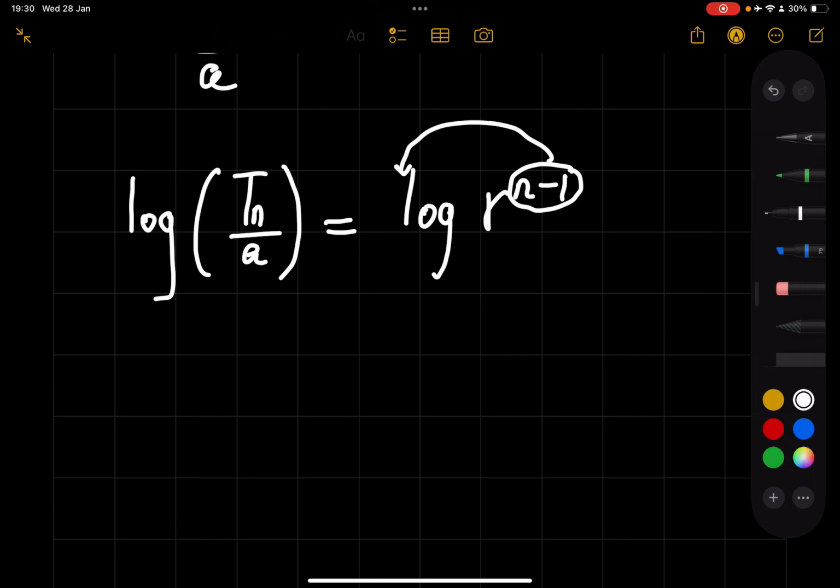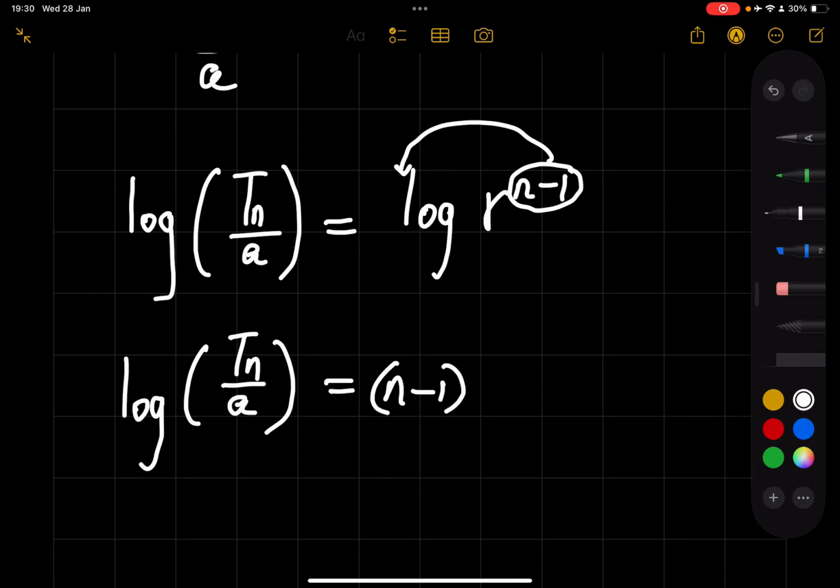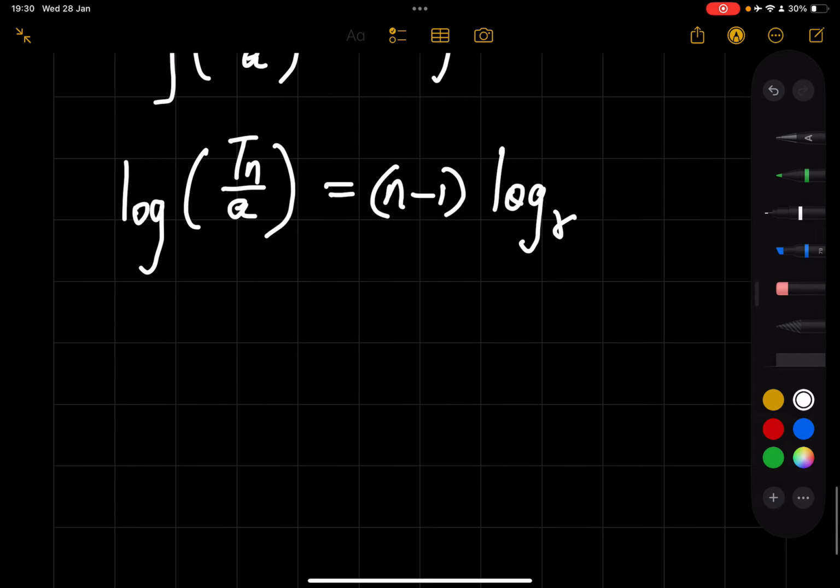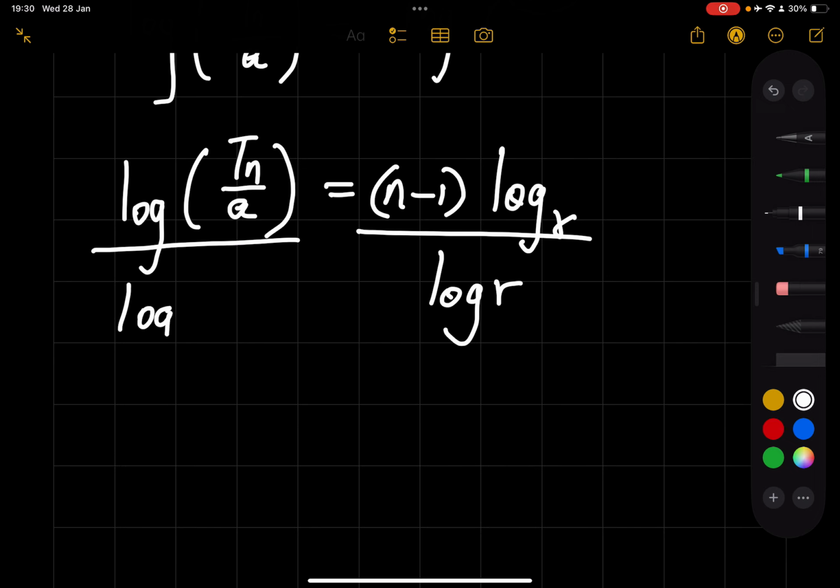So we're going to have log Tn over a is equal to the new coefficient, which was our exponent. I'm putting brackets because I have two terms. And then I have log of r. Okay, and then I'm going to divide both sides by log of r, so that I can isolate the n minus 1 further. Log of r.